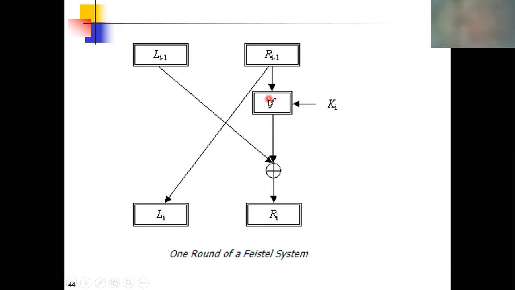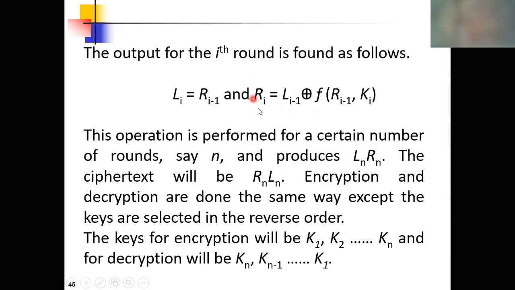Basically, Ri is formed by these functions. F is the function of Ri minus 1 comma Ki, which is XORed with Li minus 1, and this is equivalent to Ri. Here you can see I put it in the form of a notation, an expression. So I have to perform all these calculations in our simplified data encryption standard.